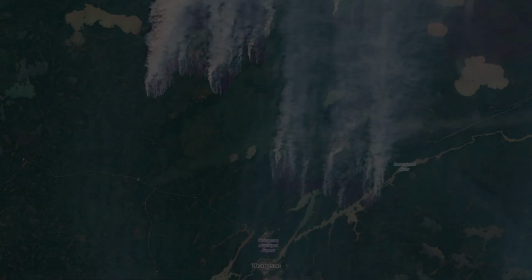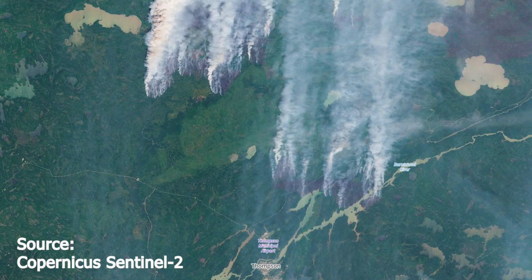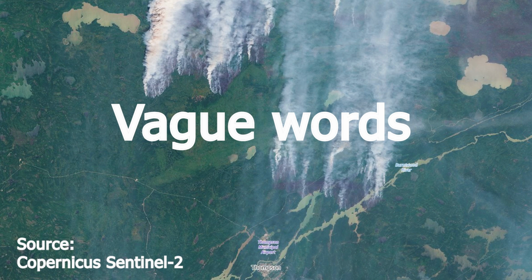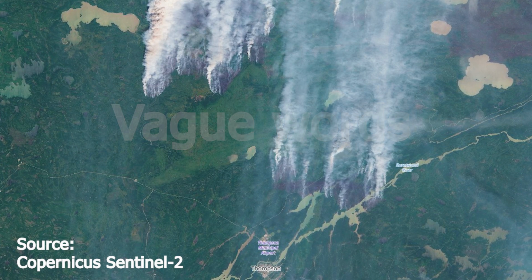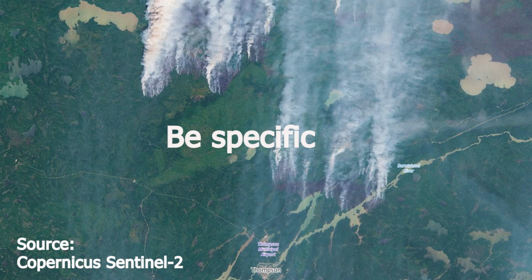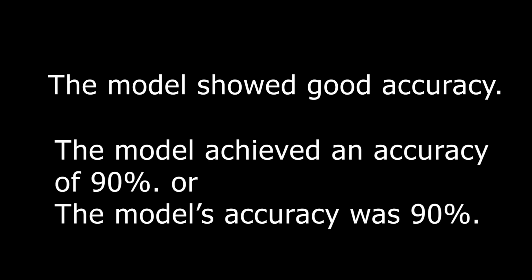GIS is about precision. Your language should be too. Avoid vague words like good, bad, or a lot. Instead, use specific, measurable language. For example, the model showed good accuracy. The use of the term good is making this sentence vague. What is precise? The model achieved an overall accuracy of 90%.